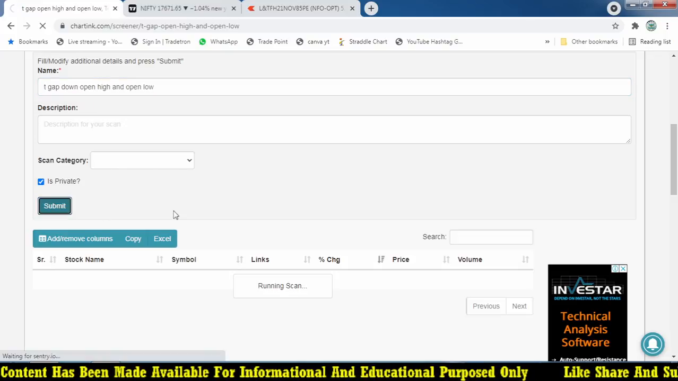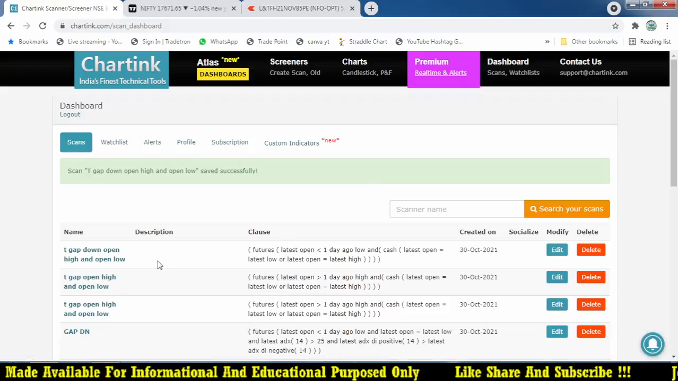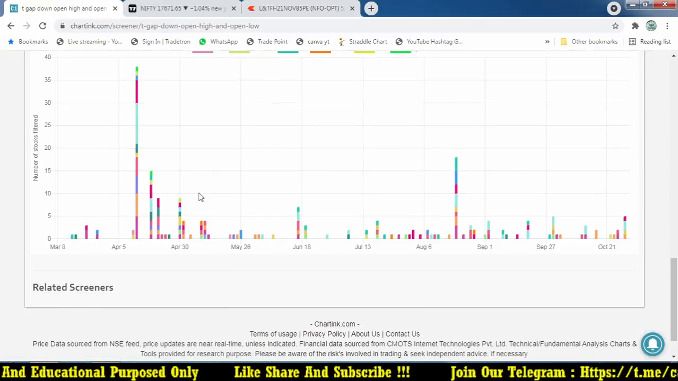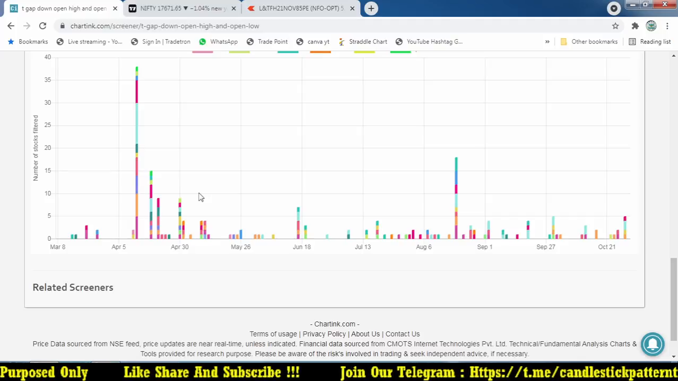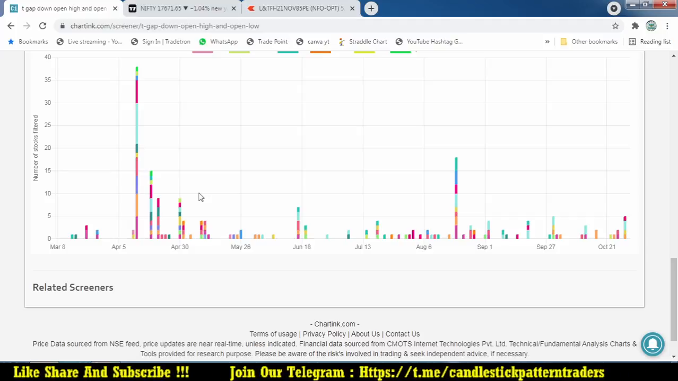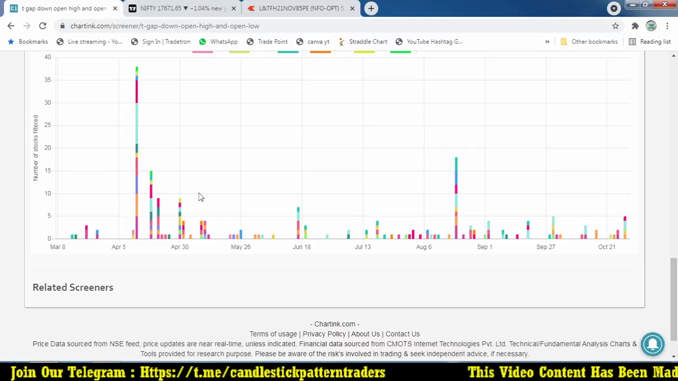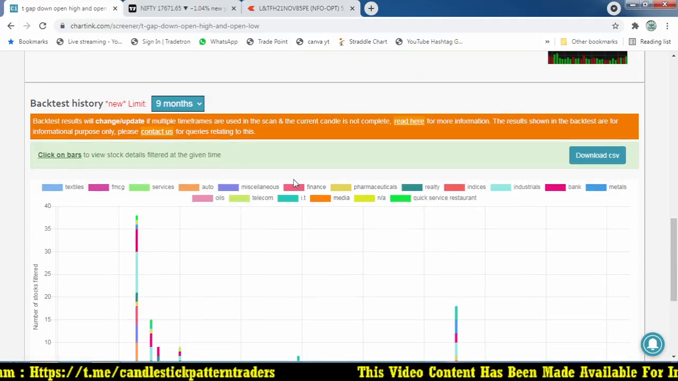So I'm going to submit now. The scanner will work for a technical gap down. So those stocks which form a technical gap down, that is, the stock is opened below the previous day low, and where it forms an open high as well as an open low, will be filtered out using this scanner.